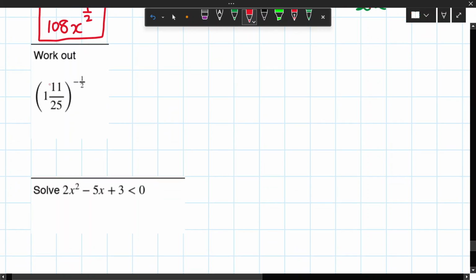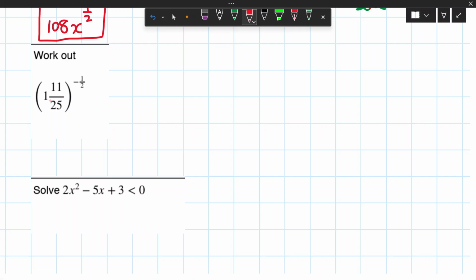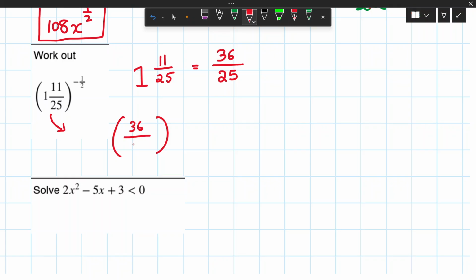Next part is work out this mixed number. I think it's much easier if we get this into a top-heavy fraction or an improper fraction. If I convert 1 and 11 over 25 to an improper fraction, that will be 1 times 25, which is 25, add 11, that is 36. And I've got 36 over 25. So we're going to rephrase the question as 36 over 25 to the power of minus a half.